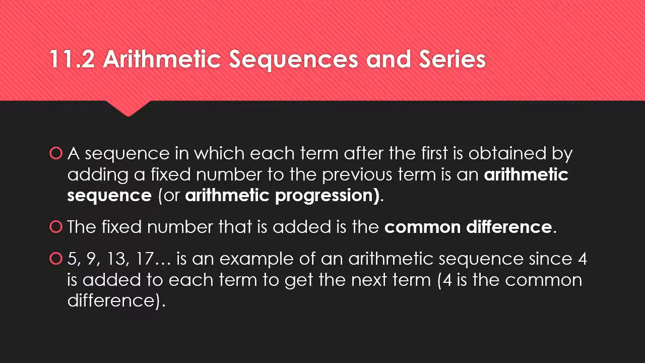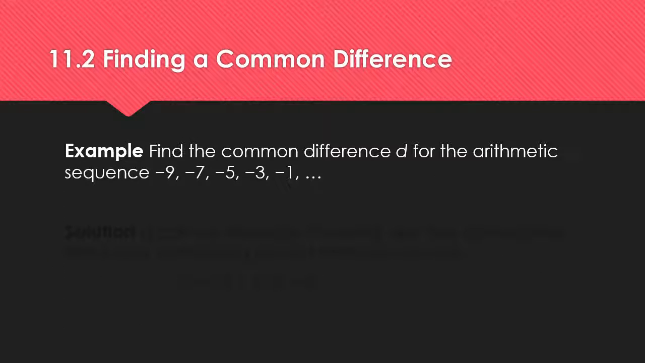5, 9, 13, 17, and so forth is an example of one, because to get each term, you're going to add 4 to the one before it, and 4 would be the common difference. So find the common difference for this sequence. Pause the recording, give it a try, and resume to check your answer.